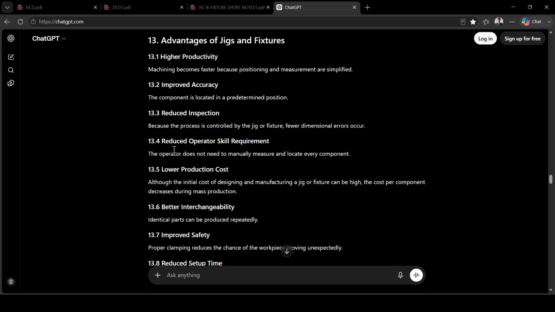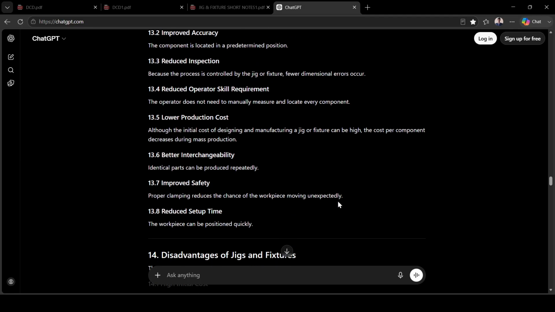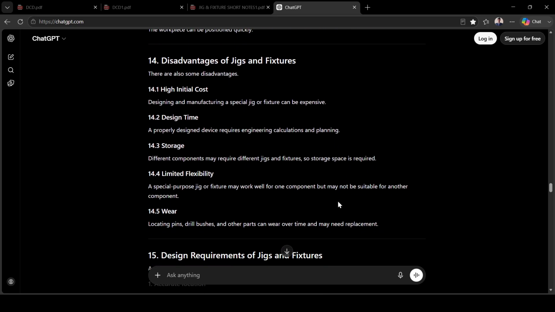Lower production cost. Although the initial cost of designing and manufacturing a jig or fixture can be high, the cost per component decreases during mass production. Better interchangeability. Identical parts can be produced repeatedly. Improved safety. Proper clamping reduces the chance of the workpiece moving unexpectedly. Reduced setup time. The workpiece can be positioned quickly.